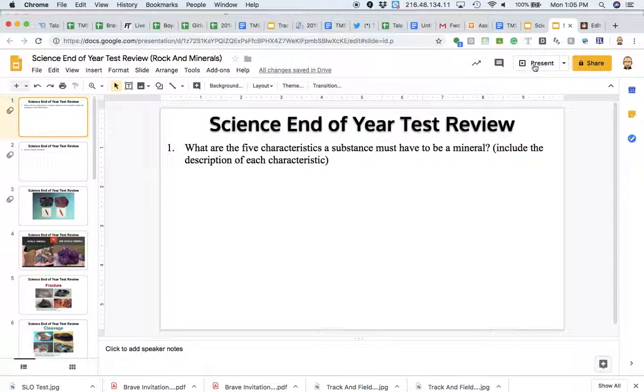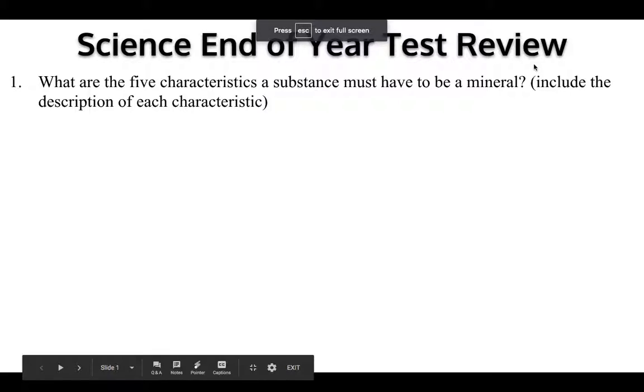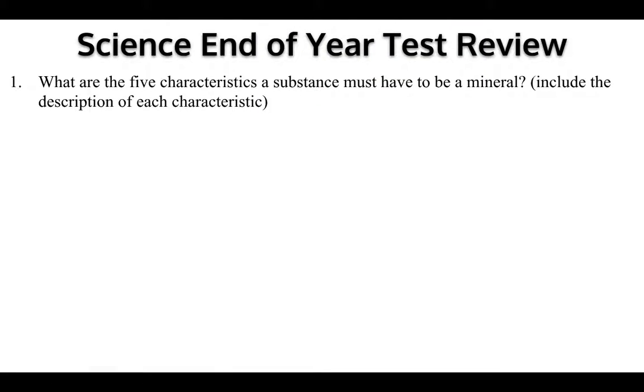All right, boys and girls, we're going to continue with the science end of year test review. Today we're going to look at rocks and minerals, and we're going to start off with minerals first. Let's talk about what are the 5 characteristics a substance must have to be a mineral.